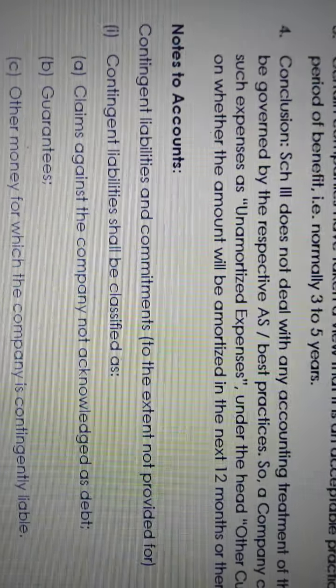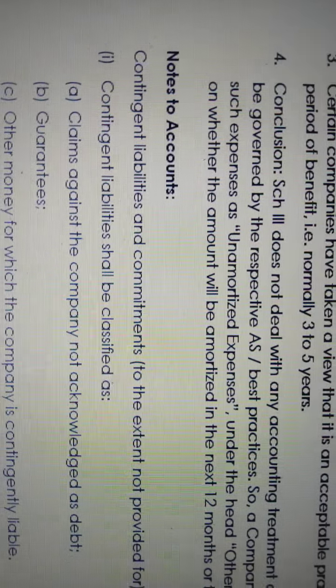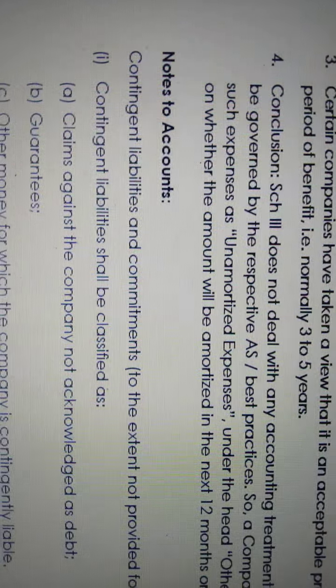It should not be part of your balance sheet. It should be below the balance sheet. It should be below your balance sheet as notes to accounts. As notes to accounts, it should be presented.